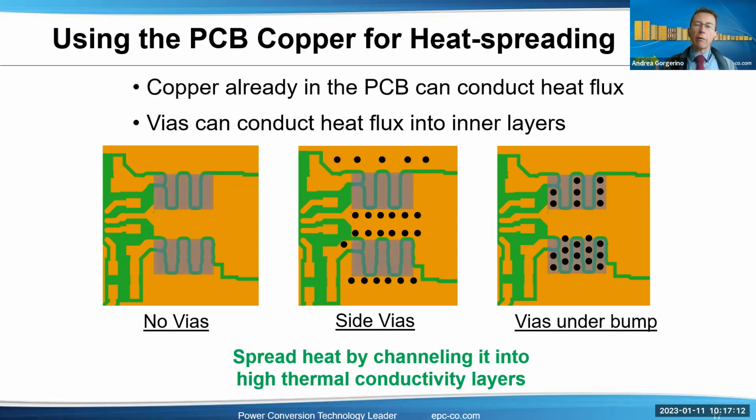We can do that by adding vias around the device themselves, right? As you can see in the middle picture. Or we can add vias under the bumps themselves, as you can see on the right-hand side. This is typically what we do on all of our reference designs. It provides really the best performance to utilize the PCB to dissipate heat.